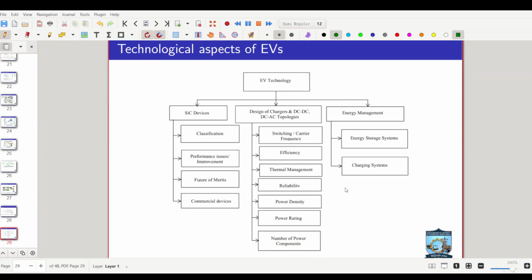Now, what are the various technological aspects when you consider design of electric vehicles for energy efficiency? What are the various technological aspects? The device classification, their performance issues, figure of merit, what are the various commercial devices available, what type of technologies, what kind of motor are used, what kind of chargers, converters, switching frequency, efficiency, thermal management, reliability, power density, power rating, number of power components. What are the energy management systems which are used for energy storage and charging.